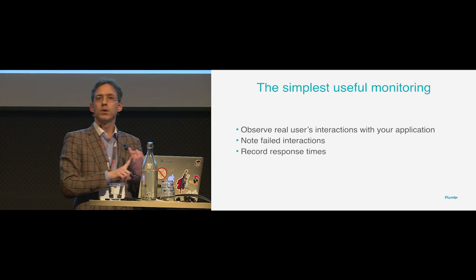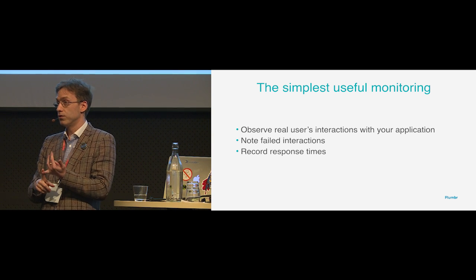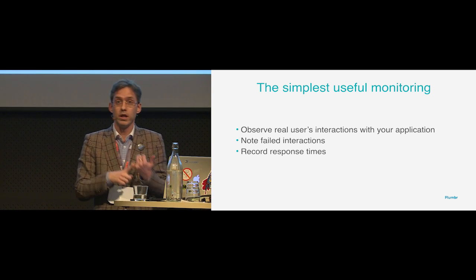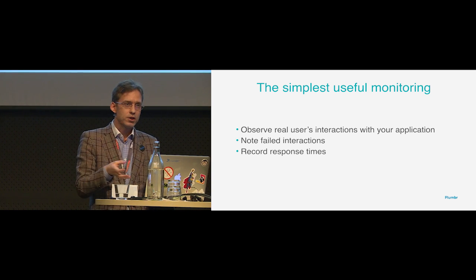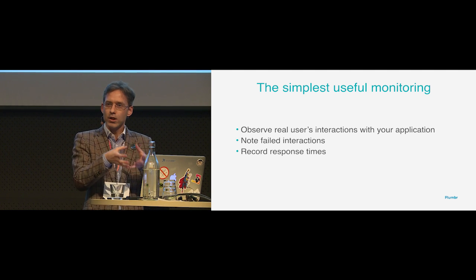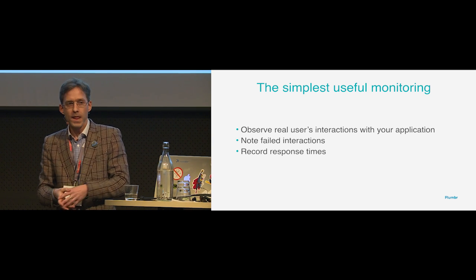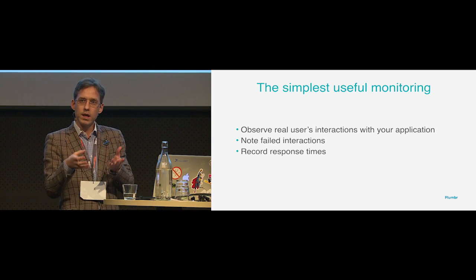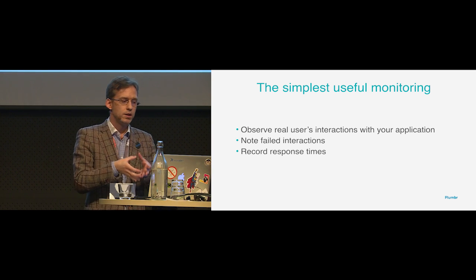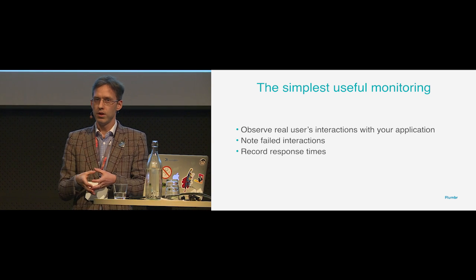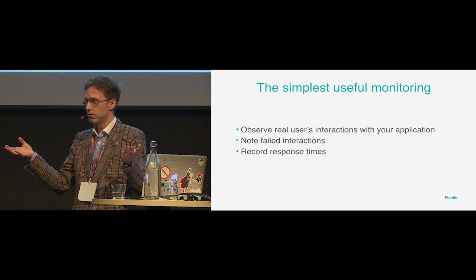And so the simplest useful monitoring, not the easiest, but the simplest useful monitoring, is to observe how end users interact with your application. If that's a web application, you have, for example, access logs from Nginx or Apache HTTP. Note failed transactions or interactions. You want to know when an end user cannot use your application for any reason, and record response times to understand if that application is fast enough. So the simplest useful monitoring solution that you can use is, in fact, your web server access logs.